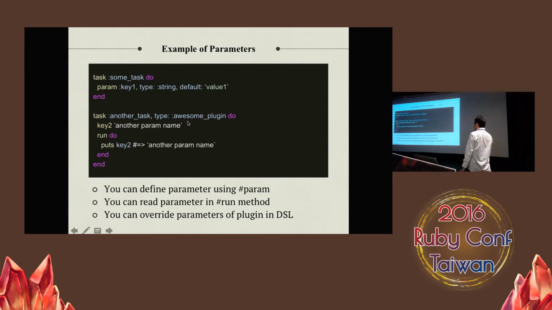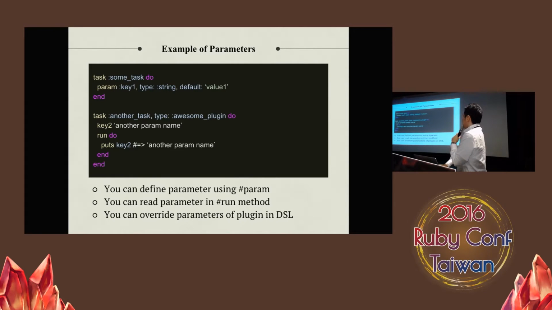So you can write code like this, which sets key2 to this value, like in the DSL. Then run this pipeline with Tsumugi. Put S key2 shows another parameter.